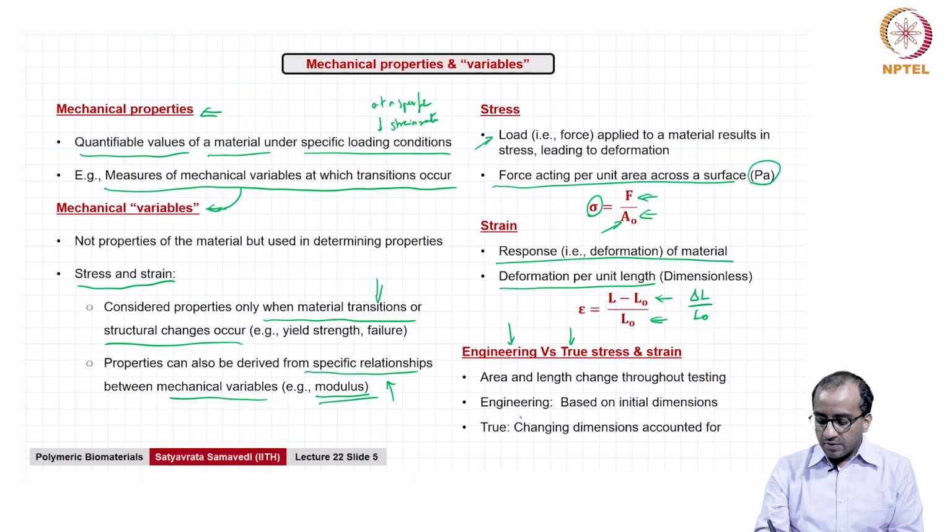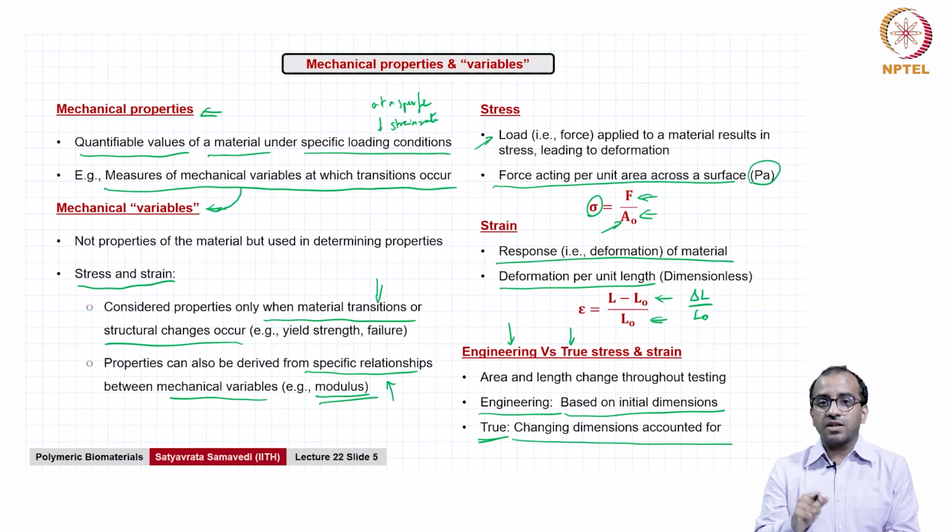So engineering stress and strain would simply be based on the initial dimensions, and true stress and strain would be what you get at instantaneous time points as the dimensions change during the testing. And almost always what we are concerned about is engineering stress, because true stress is much harder to measure. So that's an important distinction to make.